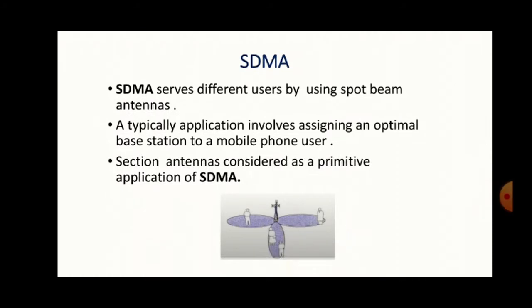The SDMA serves different users by using spot beam antennas. It is what we saw in the last figure: instead of having one isotropic antenna, they have multiple directional antennas. Each covering area is called a spot beam. A typical application involves assigning an optimal base station to mobile phone users.